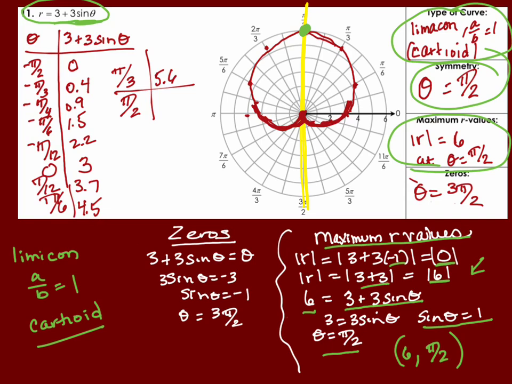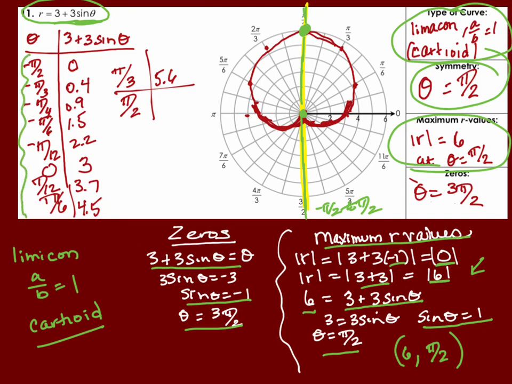Let's go for the zeros. I set the equation equal to 0, and I get sine theta is -1 at 3 pi over 2. So at 3 pi over 2, I have a 0. Okay, and I'm going to draw my line of symmetry in here to help me. And so I have to do the points from -pi over 2 to pi over 2. So here's me writing them all down.